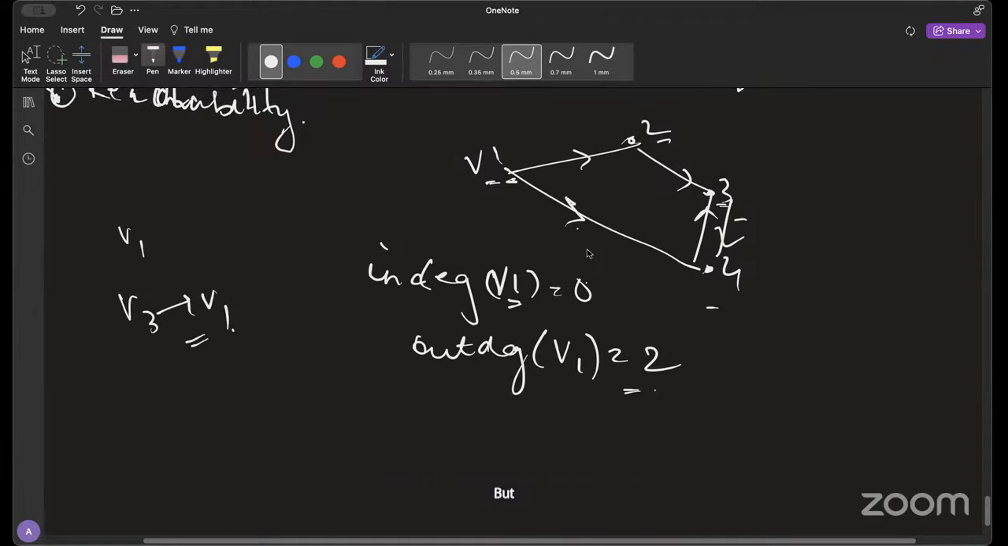But reachability doesn't have anything to do with whether it's a directed or undirected graph, right? No, it doesn't have to be a directed graph. You can have an undirected graph too. You can talk about reachability there too.